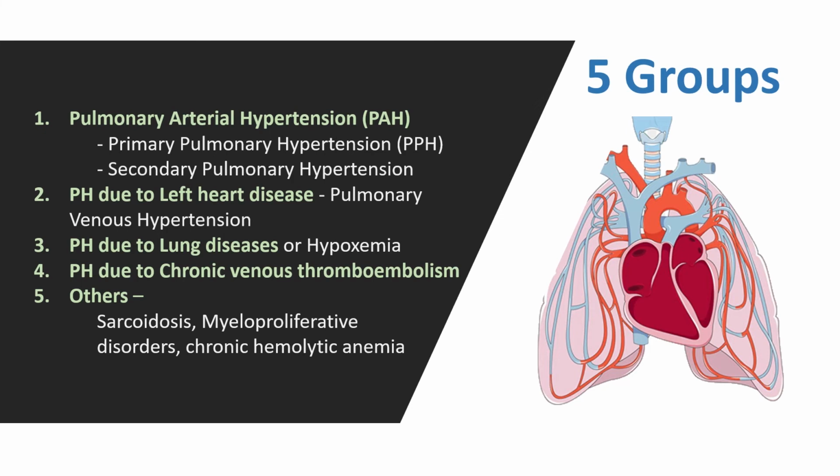Out of all these causes, respiratory failure due to intrinsic pulmonary disease is by far the most common cause of pulmonary hypertension. But severe pulmonary hypertension may occur as a primary disorder, which is the subject of discussion in the rest of this video.